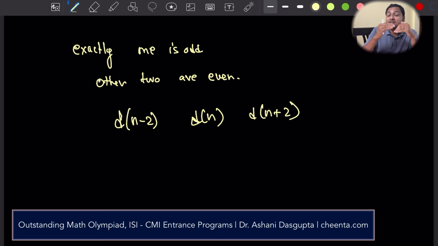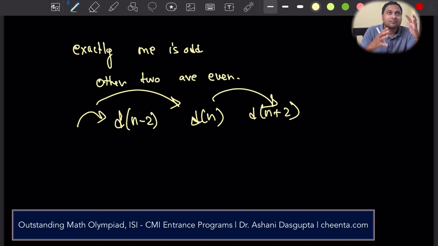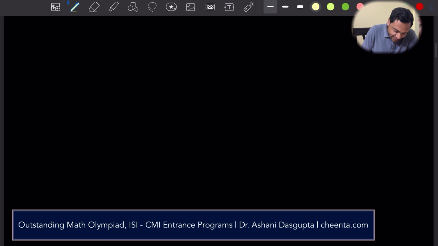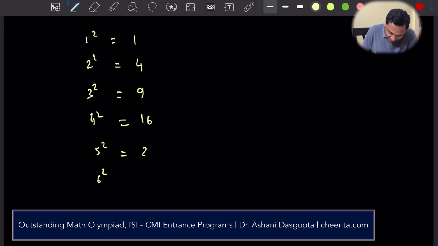Now we are looking for the smallest perfect square number which can be part of these three numbers. And we can now brute force a little bit. So how do we brute force? Let's write down the first few square numbers: 1, 4, 9, 16, 25, 36, 49, and so on.